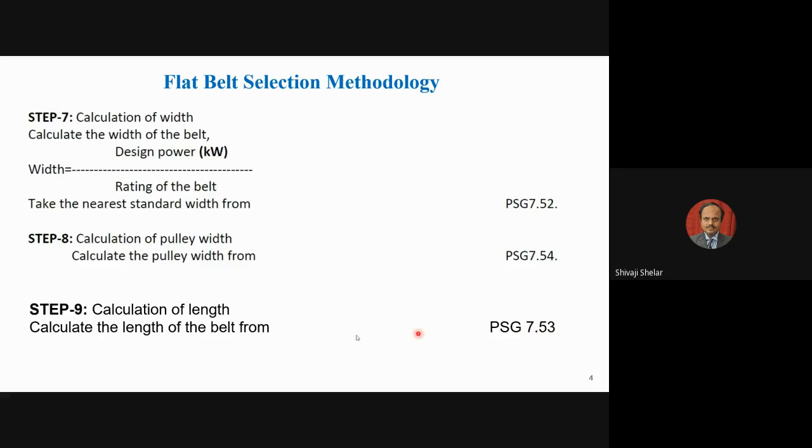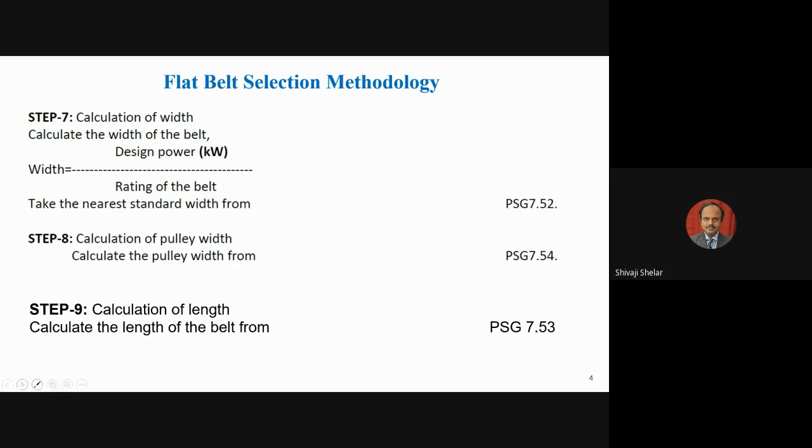Now this length needs to be corrected by applying a correction factor for initial tension. Based on the number of plies, the correction factor will be applied. A correction factor of the order of 0.5% decrease in the length up to 1.5% decrease in the length is permitted. So based on the number of plies, the theoretical length and final length will be calculated. These are the steps involved in the flat belt selection methodology. If you take any problem and follow this methodology, then you can design your flat belt.